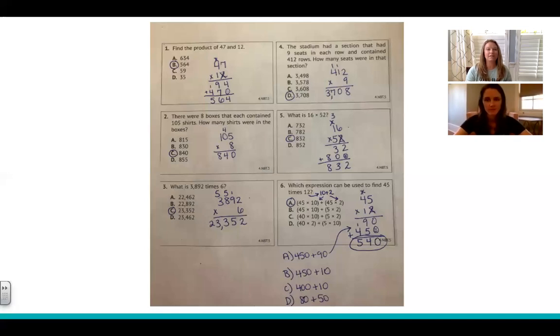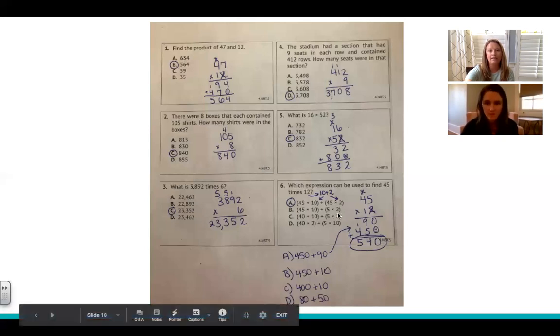Perfect. So number 6 is the one that we wanted to spend the most time on because it just looks a little bit different. Anytime you have one of these problems where it says which expression can be used to find 45 times 12, I'm always going to multiply out 45 times 12 just to see what the answer should be. So I did that over here. I used the standard algorithm and I got 540. Now, all I have to do is look at A, B, C, and D and see which one also gives me 540. I got pretty lucky because it was my first one, which is A. So A is my answer.